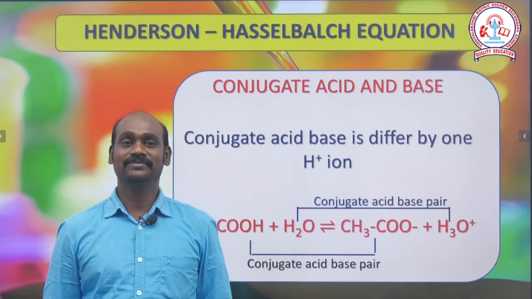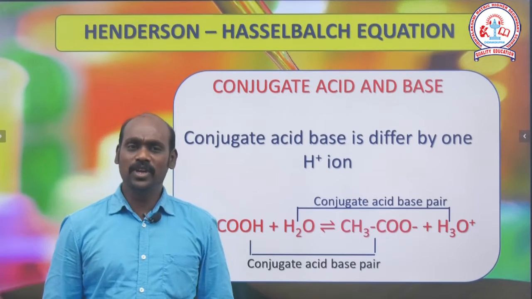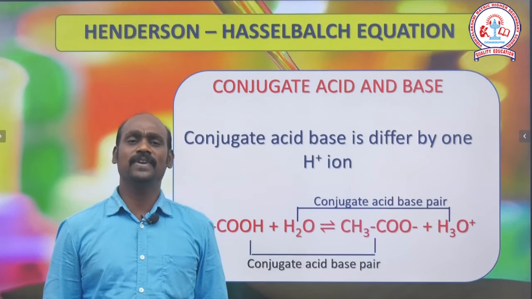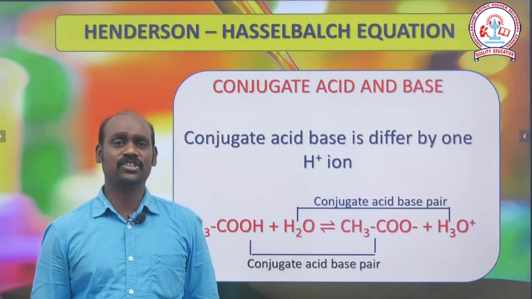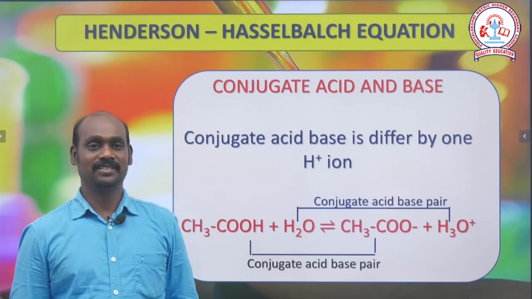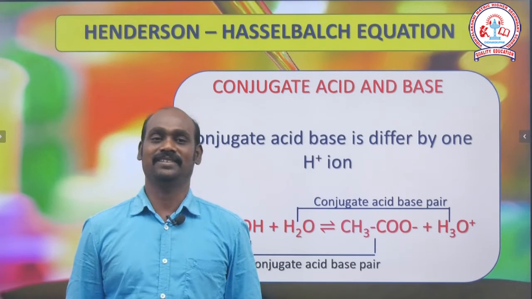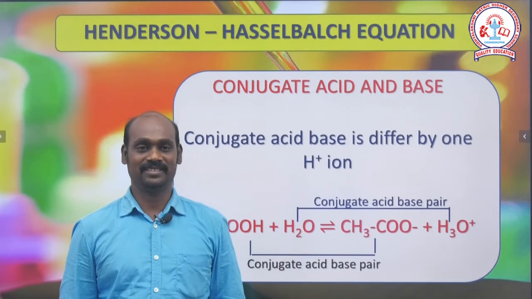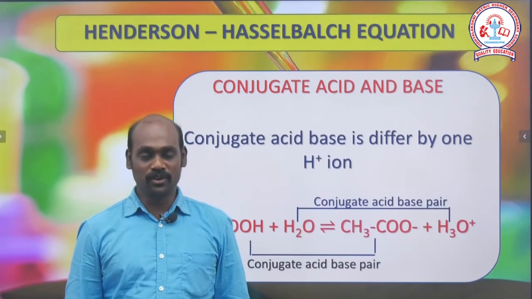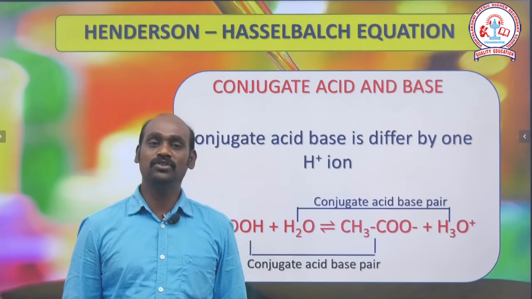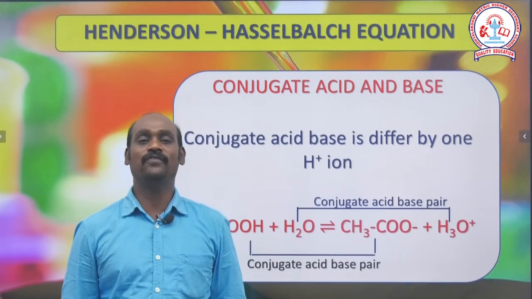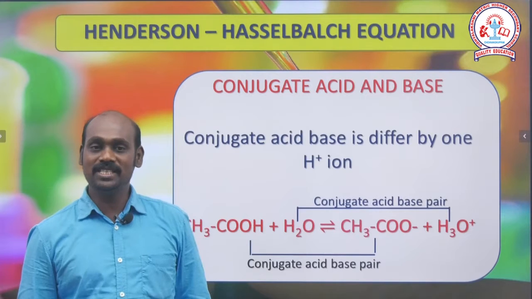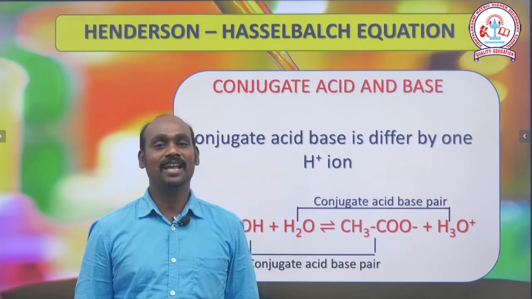In the previous section we learned about weak acids, common ion effect and buffer action. We know what a buffer solution is: the pH of the solution remains constant even after the addition of a small amount of acid or base. So today we are going to learn how to determine the pH value of a buffer solution. Before that we have to know what conjugate acid and base are.